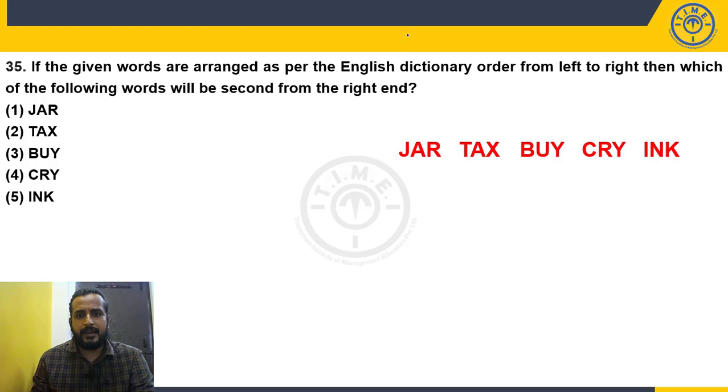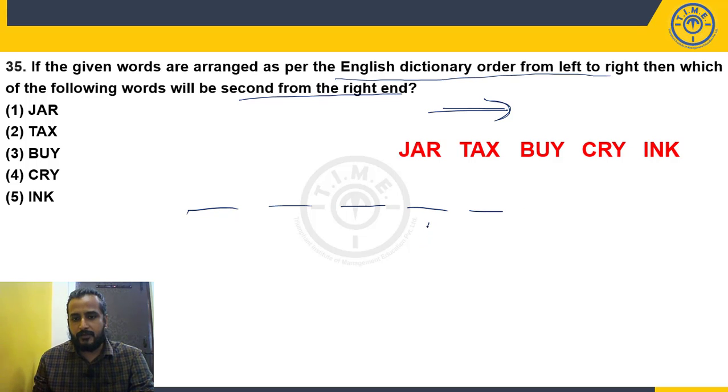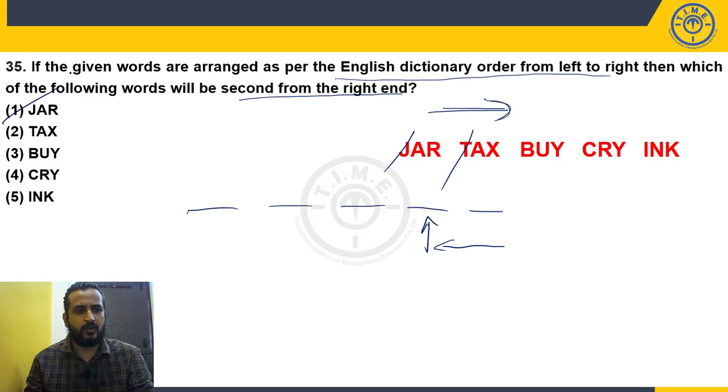If the given words are arranged as per the English dictionary order from left to right, which of the following will be second from the right hand? Second from the right hand, when you arrange 5 words, is nothing but second in the reverse alphabetical order. Am I correct? So what is the first in the reverse alphabetical order? T. What is the second in the reverse alphabetical order? J. Among the given, so jar, choice 1. No need to write the entire words. That is time waste. So choice 1.